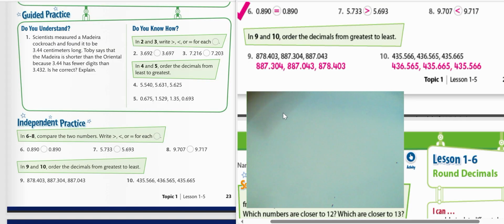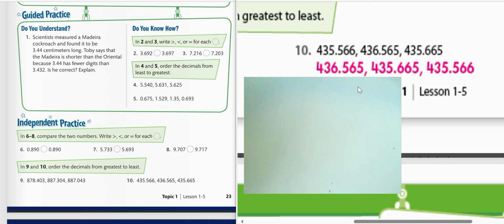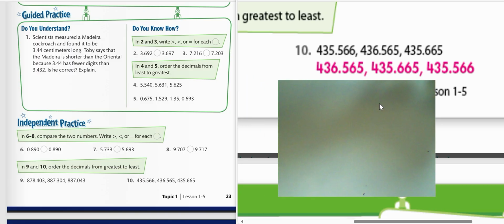887 and 304 thousandths, 887 and 3 thousandths, 878 and 403 thousandths. The order here from left hand side to right hand side, from this number to the smallest number. Okay, and also this number 436, 436 and 565, 435, 435, this number greater than. Okay, 436, 435, but 435 and 0.6, 435.5 is greater than this number.